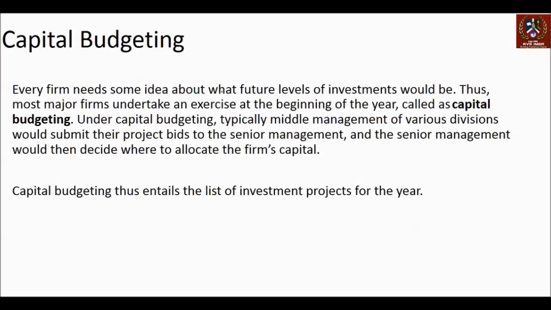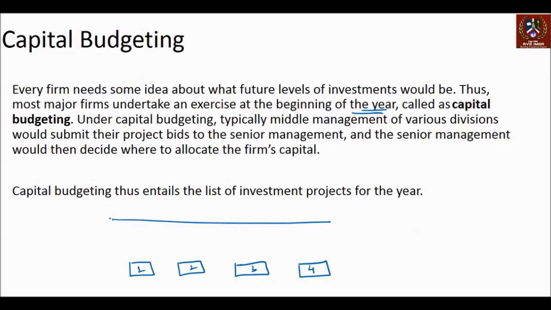Every firm needs some idea about what future levels of investments will be in due course of time. So most major firms would undertake an exercise at the beginning of the financial year called capital budgeting. Now, what happens? Let's say there is a larger firm, and there is a unit 1, a unit 2, a unit 3, a unit 4, and the overall firm actually entails all these units put together.